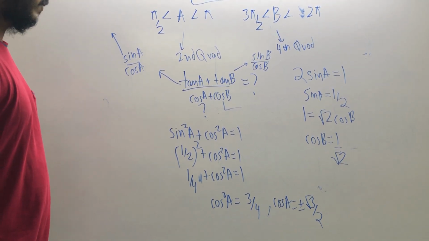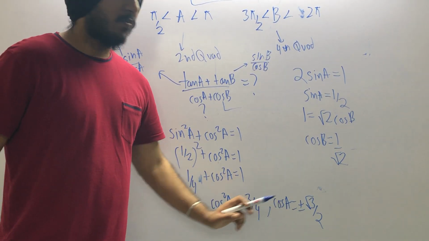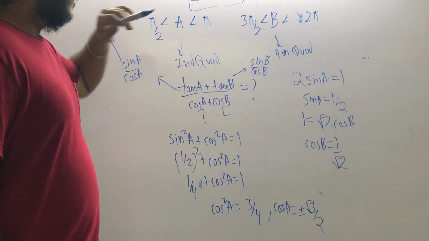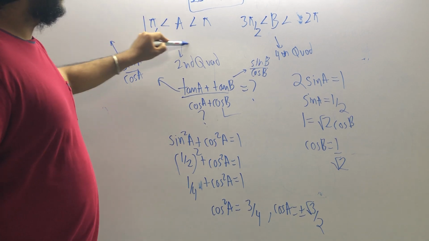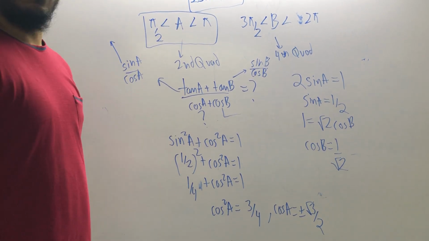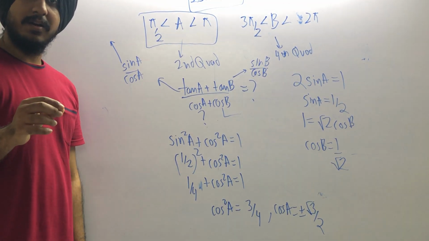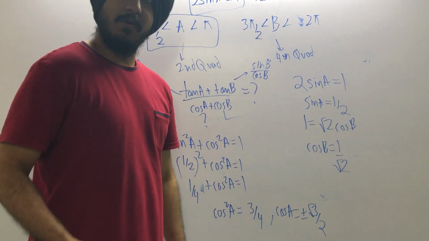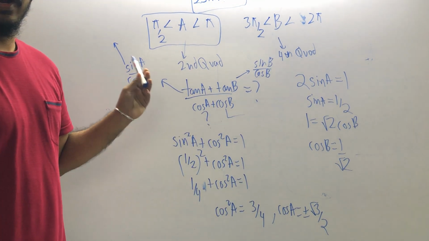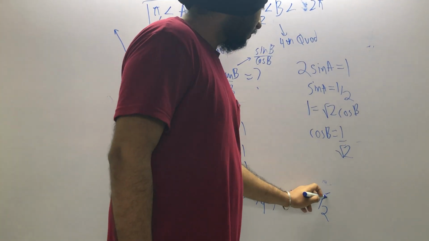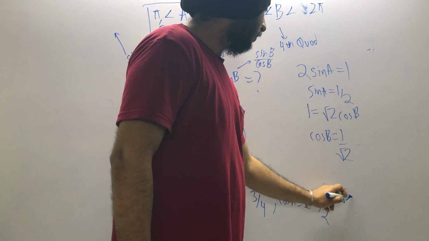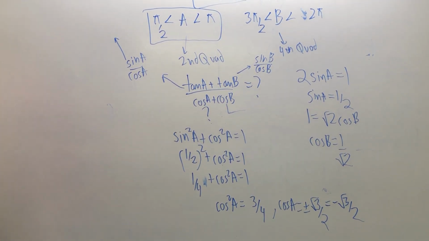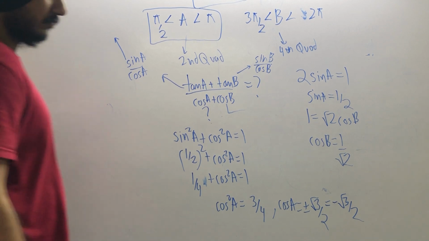Okay, now there are two possibilities here: plus root 3 by 2 or minus root 3 by 2. Which one will you take? See, angle A lies between pi by 2 and pi. That means second quadrant. In second quadrant only sine is positive and cosec is positive. So what will be the value of cos? Cos will be negative because all other functions are negative in second quadrant. So this will be minus root 3 by 2.